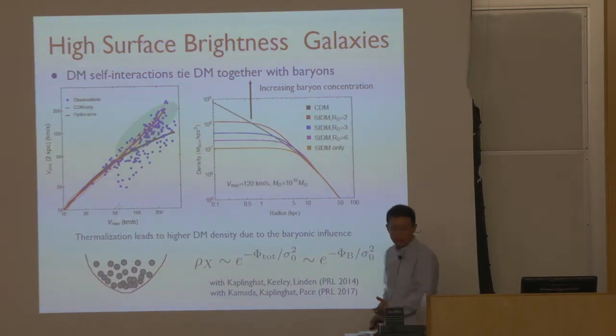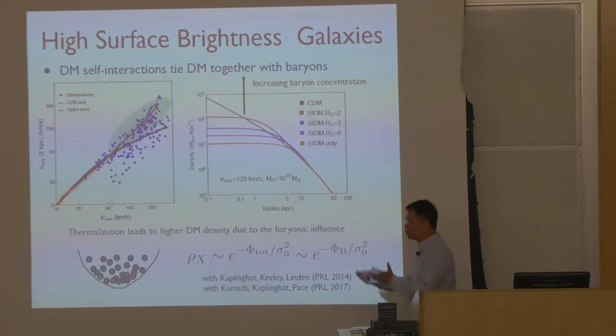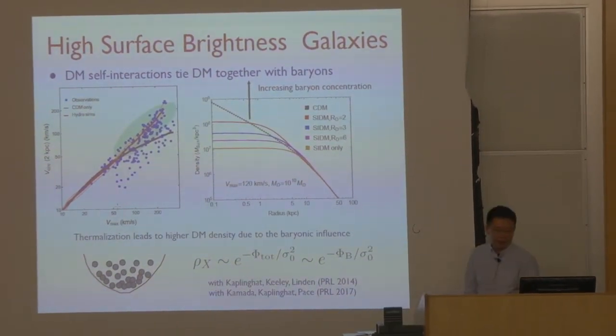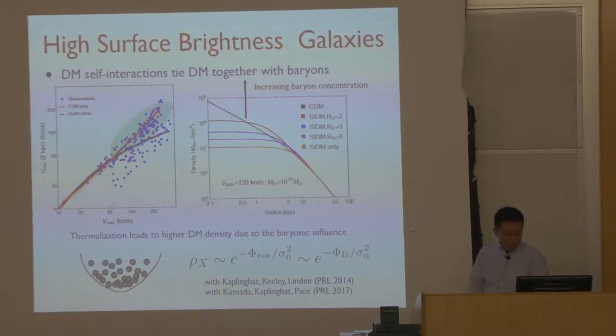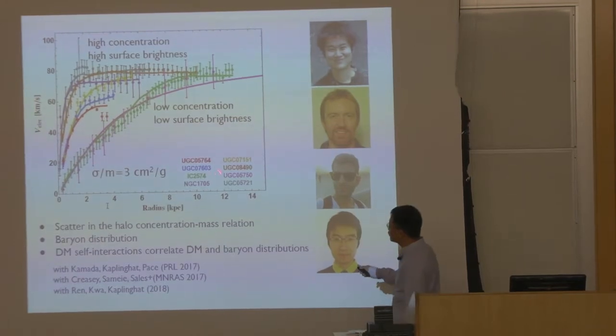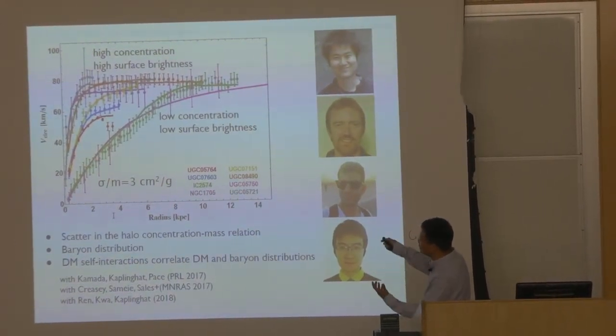Actually, this is what everyone ignored in the literature. When you talk about SIDM, people just say, yeah, generate large density cores. But no, it's not. It's really dependent on the baryon concentration. So once you take all those into account, this is how you explain the diversity. So I choose 8 galaxies. You show the maximum diversity you would expect.